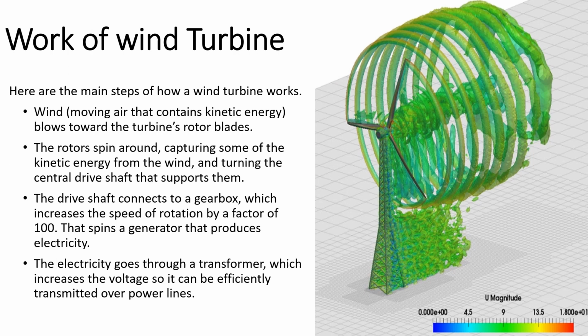Here are the main steps of how a wind turbine works. Wind, moving air that contains kinetic energy, blows toward the turbine's rotor blades. The rotors spin around, capturing some of the kinetic energy from the wind, and turning the central drive shaft that supports them. The drive shaft connects to a gearbox, which increases the speed of rotation by a factor of 100. That spins a generator that produces electricity. The electricity goes through a transformer, which increases the voltage so it can be efficiently transmitted over power lines.